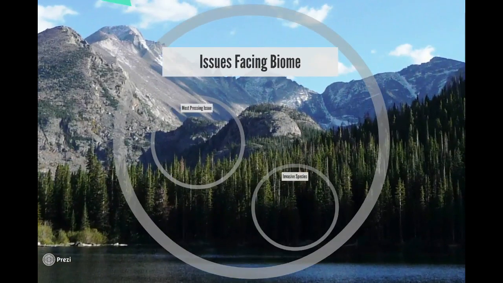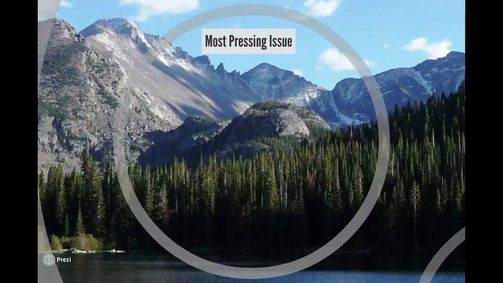So some issues that are facing the biome right now. The most pressing current issue is that the way the Rocky Mountain National Park ecosystem functions is being affected because of nitrogen that is being deposited in the park. Nitrogen emissions from Colorado and North America are associated with being deposited in Rocky Mountain National Park. The sources of these are industrial, agriculture, and urban sources.